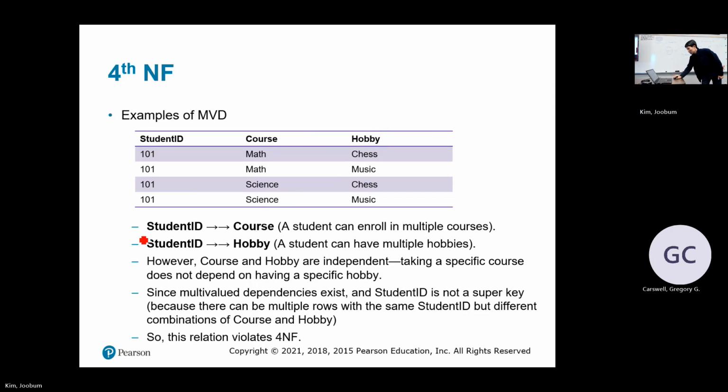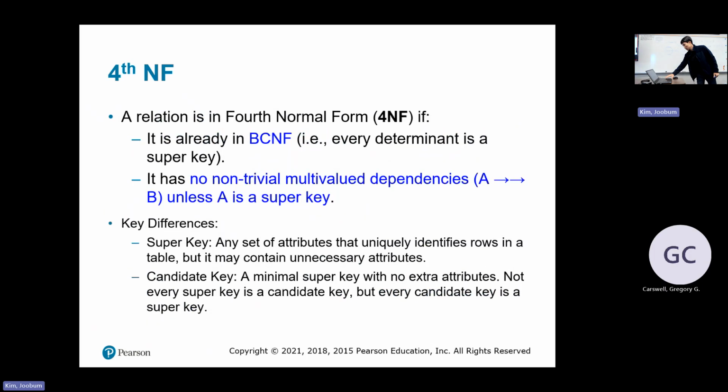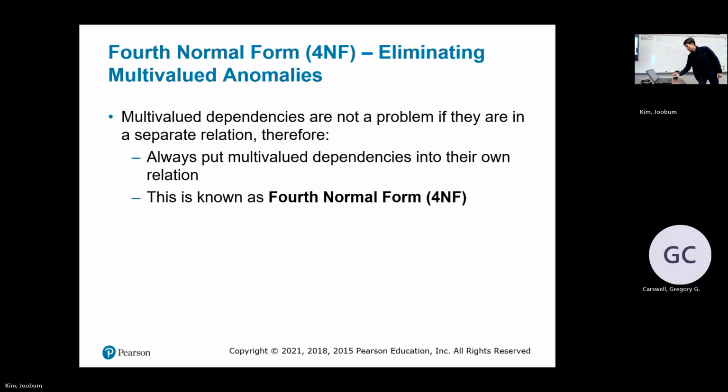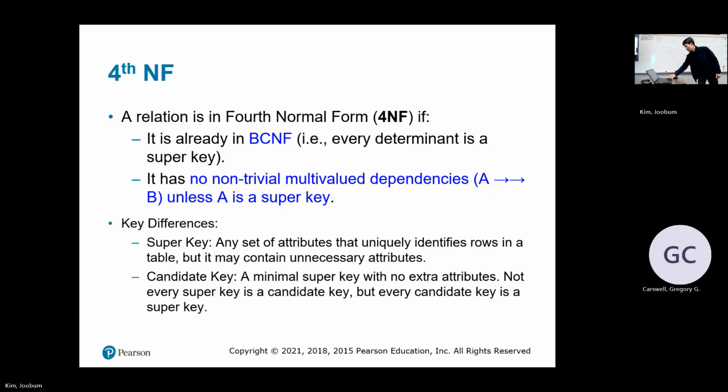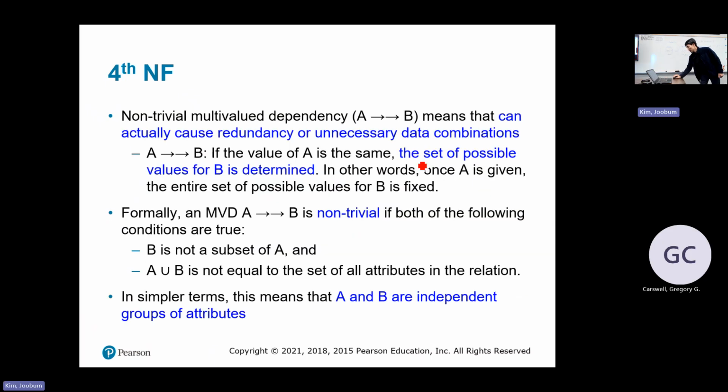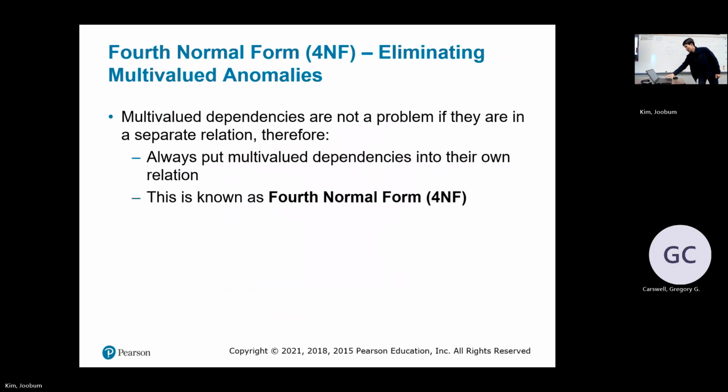And so, there's no functional dependency, but there is multi-valued dependency. Student ID multi-valued determines course. So a student can register multiple courses. Math, science is unlimited. In the definition of functional dependency, it's the set of possible values here.